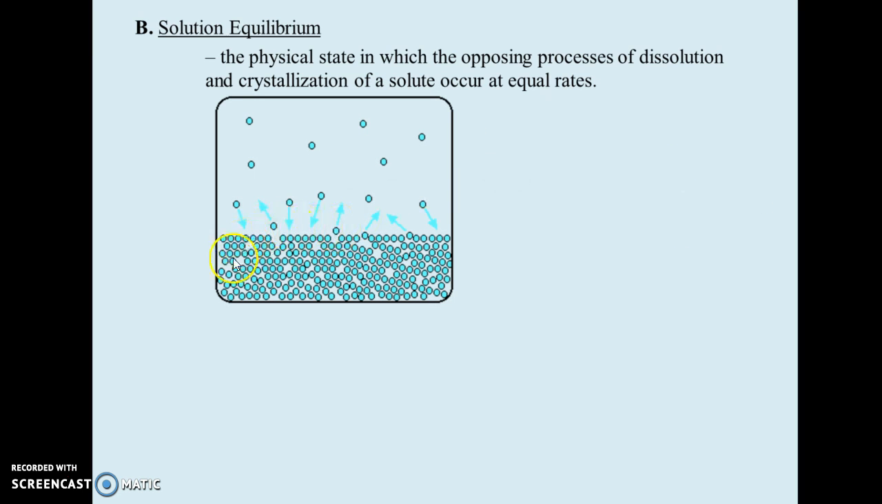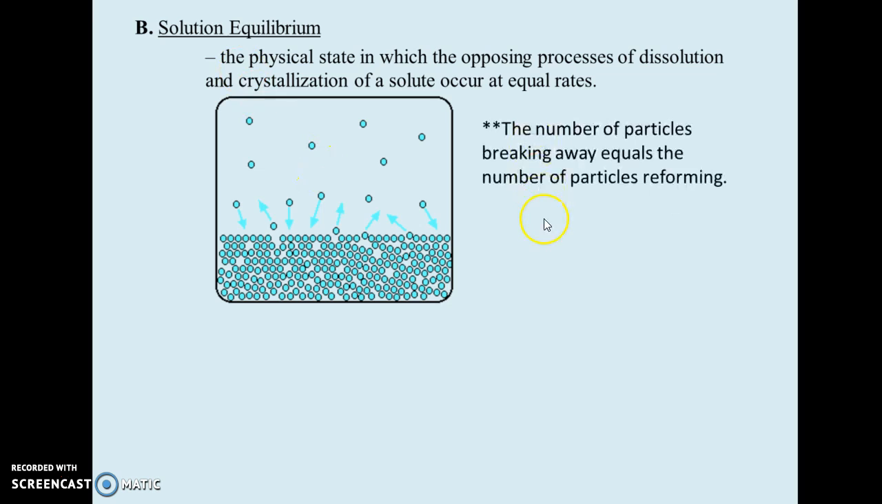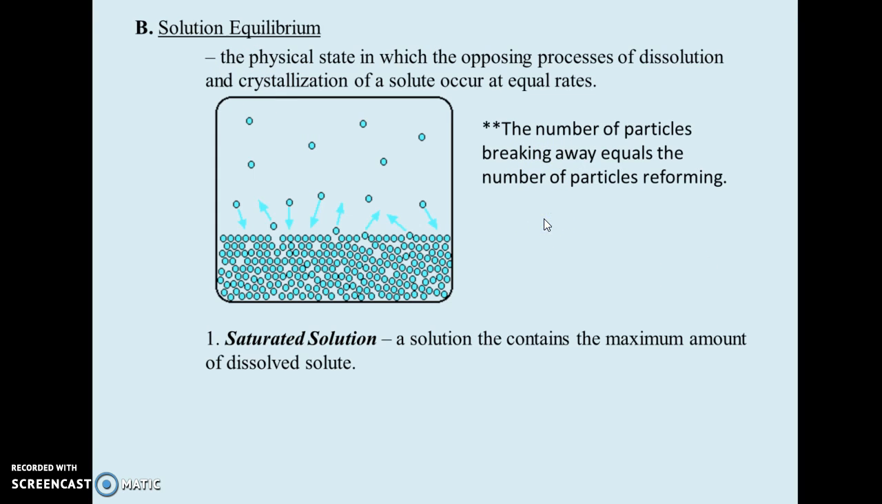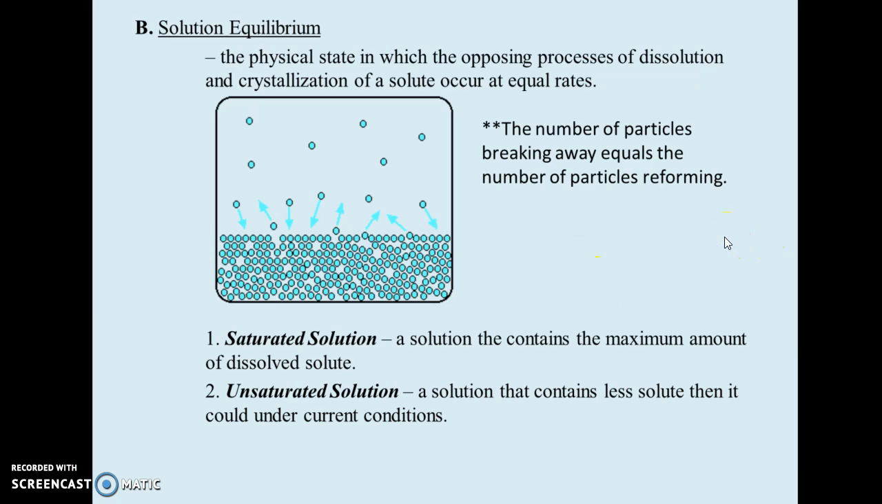So what I mean, if this were a solid down at the bottom here, and then this is the dissolved state, we have an equilibrium. The same amount of particles are going to a solid state as they are dissolving in solution. So to us, it would look like nothing's happening. Then we get to these terms. So you define these in class already. Saturated solution is a solution that contains the maximum amount of dissolved solute. Unsaturated could still hold more solute.